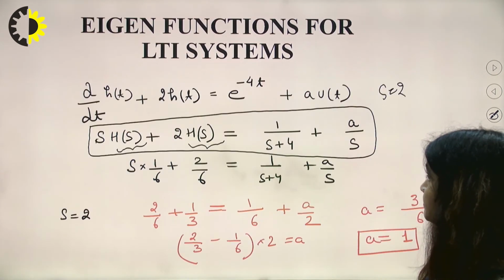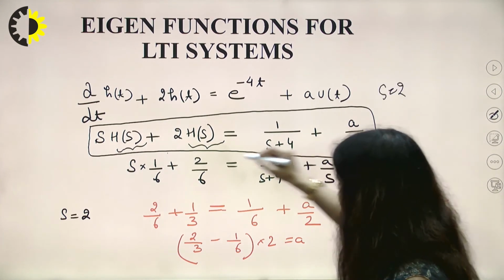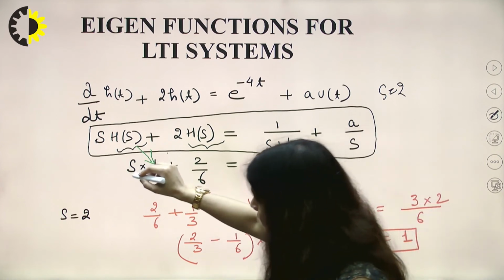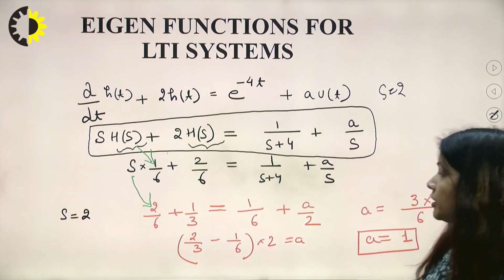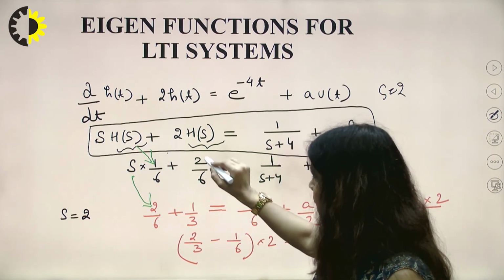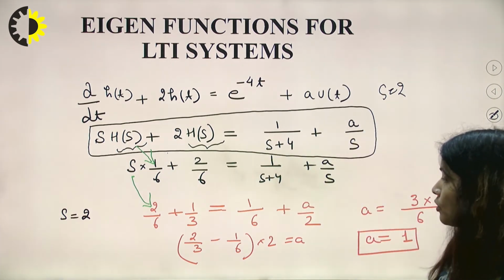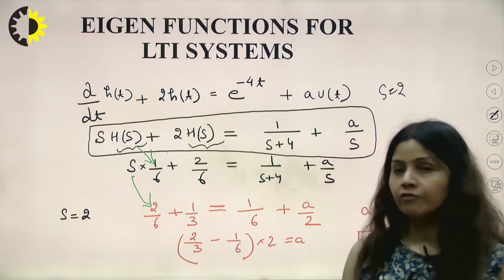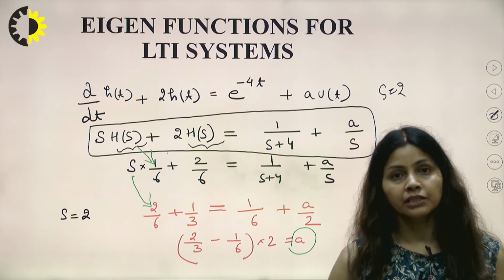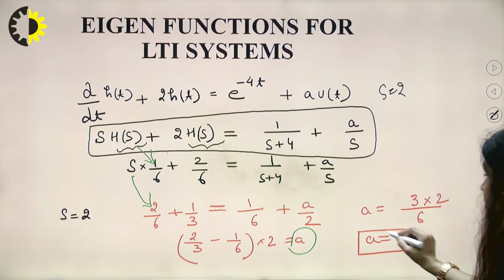So here I will write the value of H(s), and then I will write the value of s in the given equation. So I will write that is 2 upon 6 plus 1 upon 3 is equal to 1 upon 6 plus a upon 2, and hence I can solve for a. By solving this equation we get a is equal to 1.